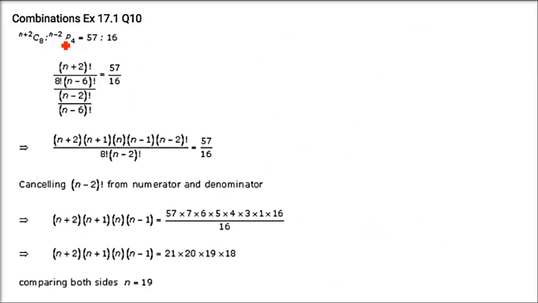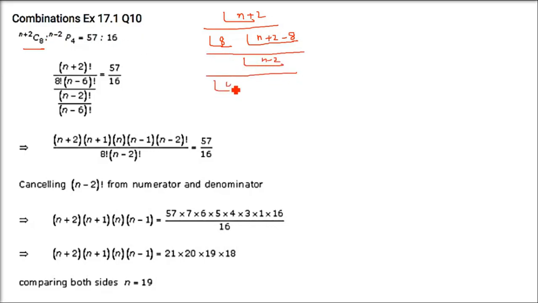Next is n plus 2 C 8 is to n minus 2 P 4 equal to 57 by 16. So we'll try to solve it using the comparison method. First, let us reach that point. Factorial n plus 2 by factorial 8 by factorial n plus 2 minus 8, that is going to be n minus 6. And then we have factorial n minus 2 by factorial 4 by factorial n minus 2 minus 4, that is n minus 6, equal to 57 by 16.